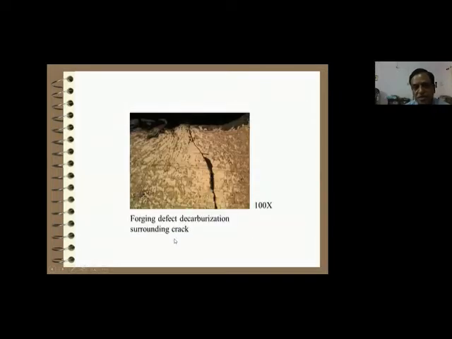And this is a forging defect, decarb surrounding the crack. So this crack is seen, and adjacent to the crack, you are seeing these white areas. That is nothing but the decarb. That implies that this defect has occurred in the forging process.